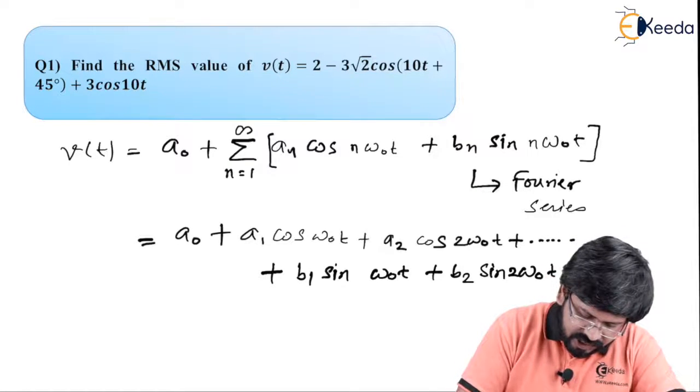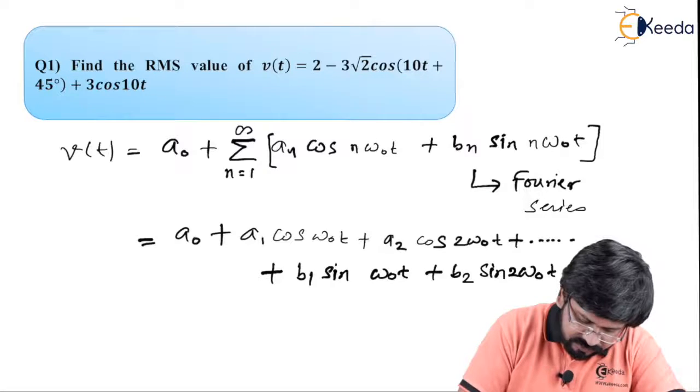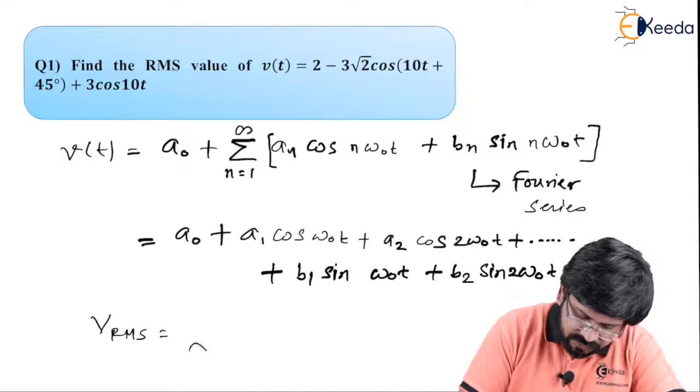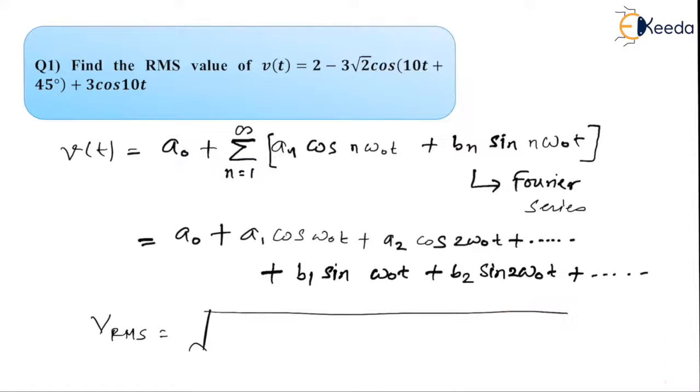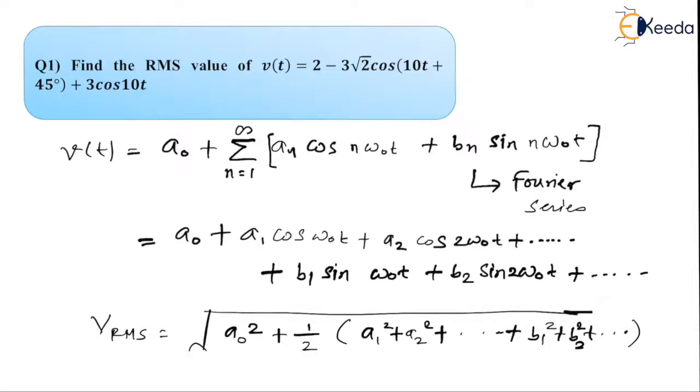In that case RMS value is under root of A naught square plus half. Then in the bracket it is A1 square plus A2 square and so on. Also B1 square plus B2 square and so on. And this is how we actually get VRMS value.